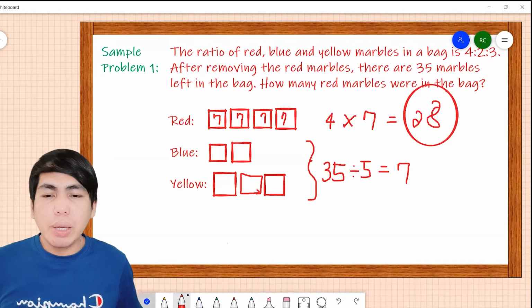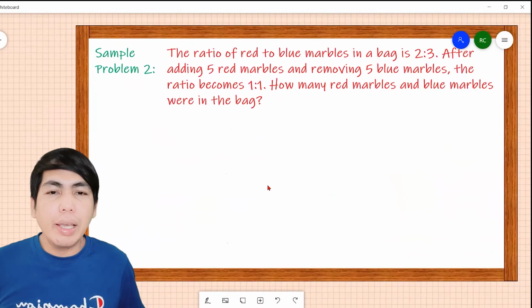Let's proceed to sample problem number 2. The ratio of red to blue marbles in a bag is 2:3. After adding 5 red marbles and removing 5 blue marbles, the ratio becomes 1:1. How many red marbles and blue marbles were in the bag?